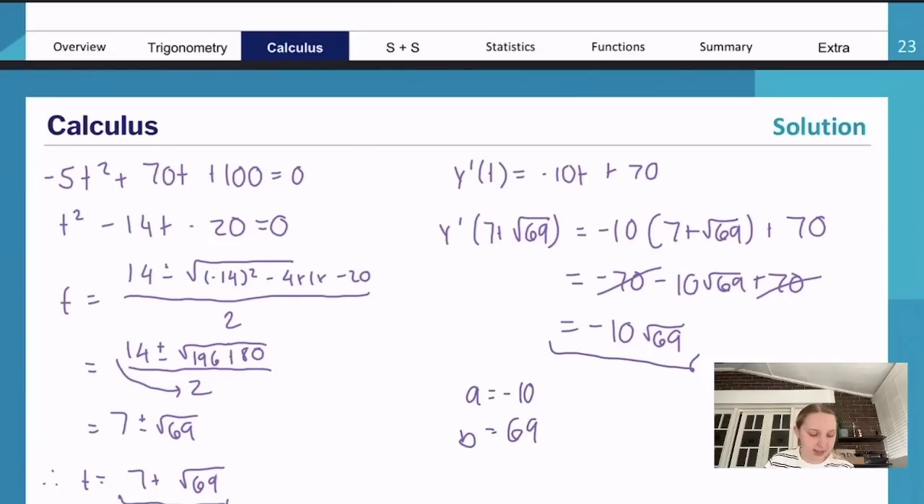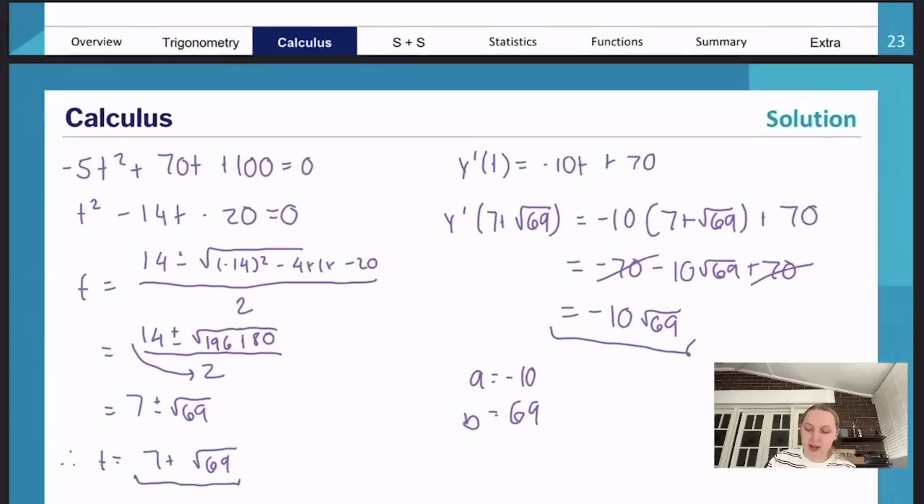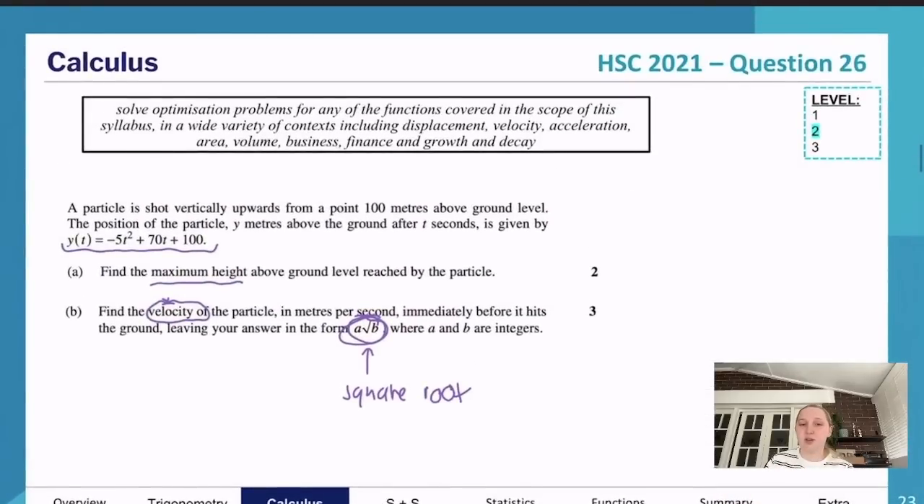Alrighty, so that's that. And that's like a super common calculus question. So they're not too difficult if you know what you're sort of looking for. So you want to get super familiar with those sorts of questions.